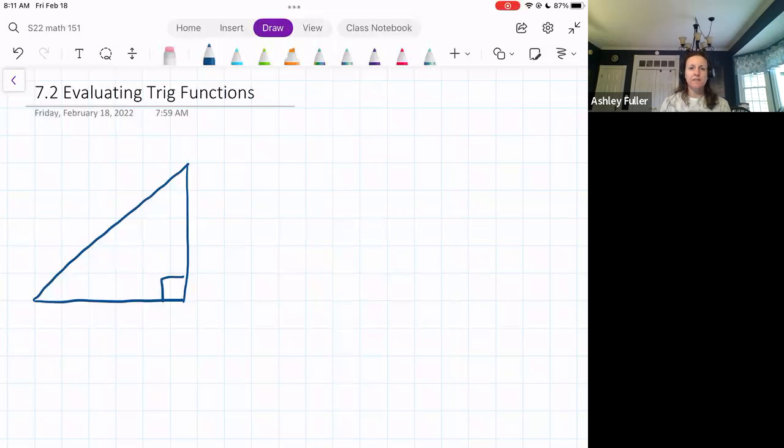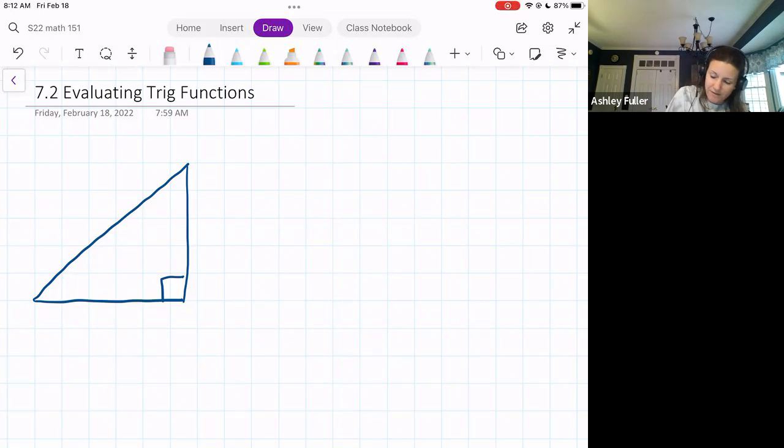As we continue to look at the trigonometric functions, it's important that you remember these 30, 60, 90 triangles we talked about, as well as the 45, 45, 90s, because this can help us find the ratios of the different sides so that we can calculate the 6 trigonometric functions.